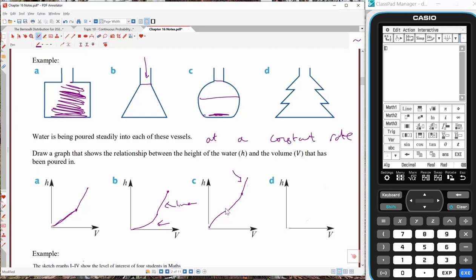Okay, so this one here is broken into 3 sections. So this one here, and this one here. We've got 3 sections here, with this being the linear or the constant, and this being the variable, but both positive gradients. All right, let's have a look at what happens here.